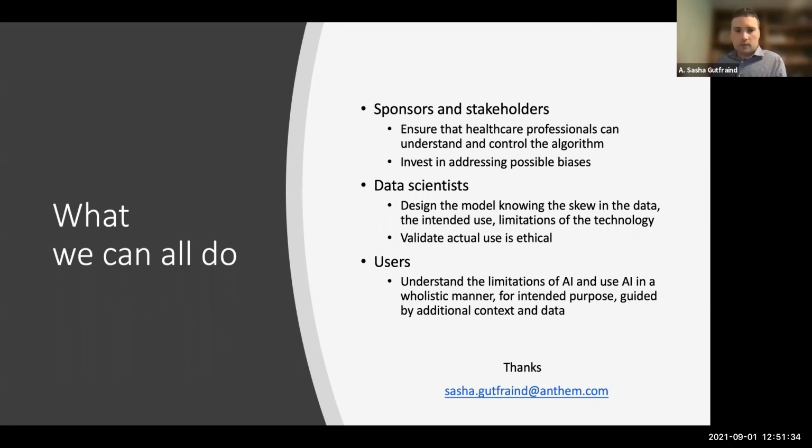Data scientists I talked a lot about. Not only do we need to understand the problem, we need to understand the data, the intended use, and the limitation of the technology, and then at the end validate that the actual use is ethical and appropriate, and as designed. And I think the users ultimately also have a responsibility to understand how AI works and make sure that it's used in a holistic manner for the intended purpose, frequently relying on additional context and data. So it's a complicated story, and I'd love to stay in touch with you if you have any questions about what I spoke. Thank you.